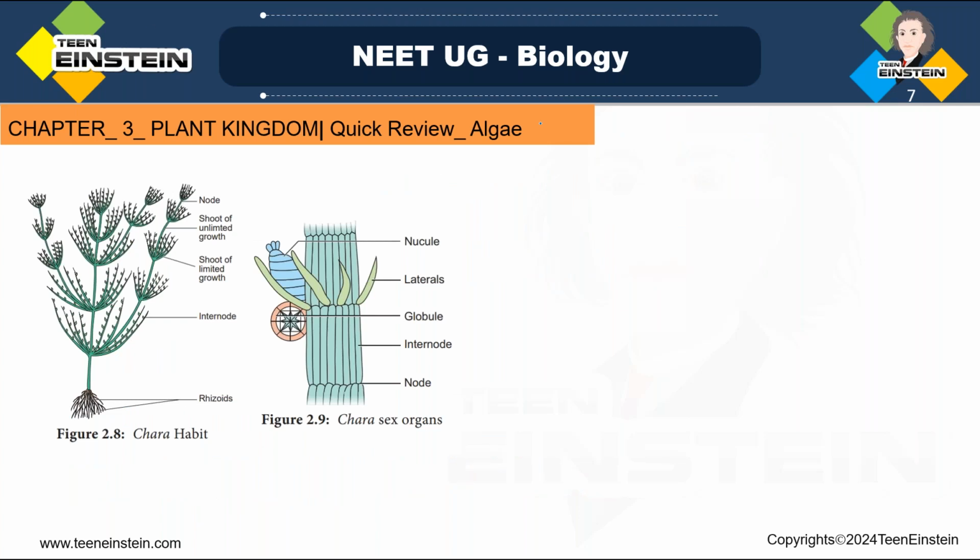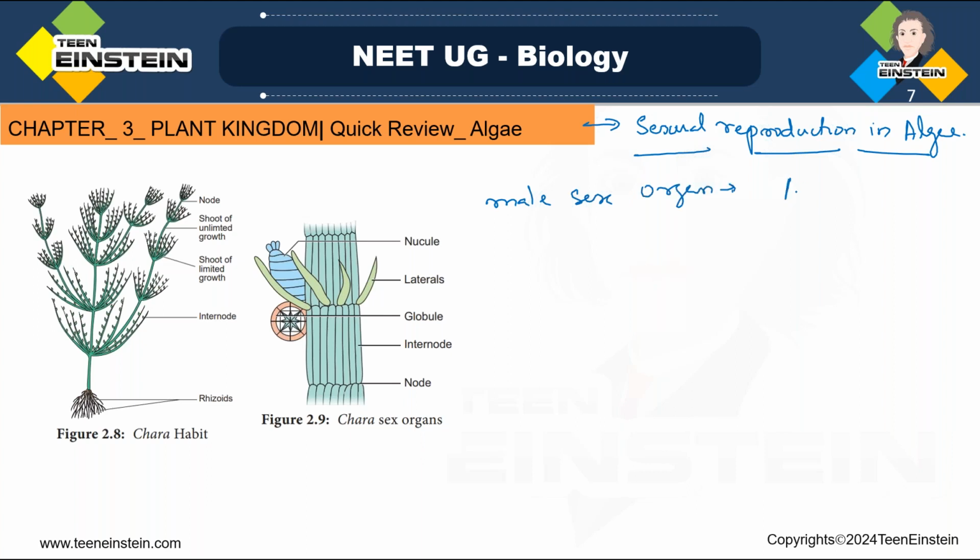Here, male sex organ. For the sexual reproduction in algae, the male sex organ is called antheridium, and the female is called oogonium. Antheridium and oogonium.